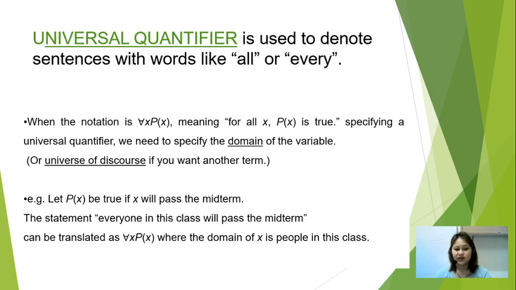So the domain, we need to specify the domain of the variable. Okay. So for example, here you have let p of x be true if x will pass the midterm. So the statement is everyone in this class will pass the midterm. So it is already a universal quantifier since the statement uses the word everyone, every, meaning lahat. Lahat is involved. Okay?